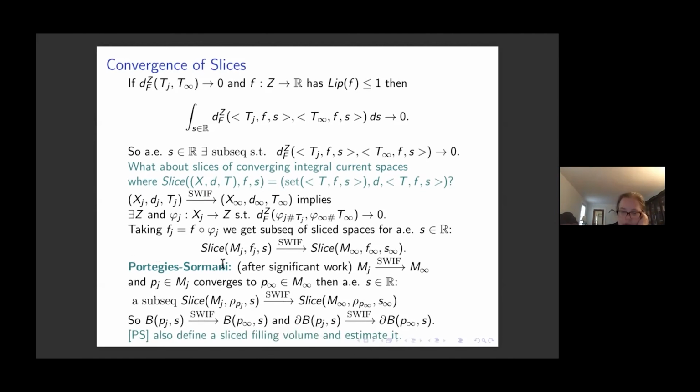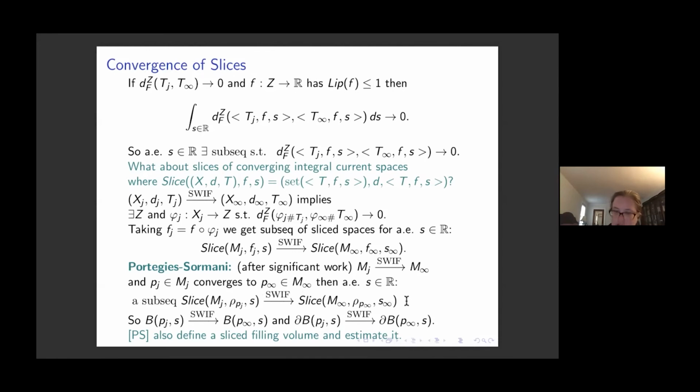Also in our same paper with Portegies, we defined sliced filling volume and we estimate it. Now, sliced filling volume is talking about the filling volumes of the slices and how the filling volumes of the slices converge to filling volumes of the slices. And we do this where the functions are defined using distance functions from points. But what we do is we slice again and again. So once you have the slice with one distance function converging to, this is now a sequence of integral current spaces that converge to this one.